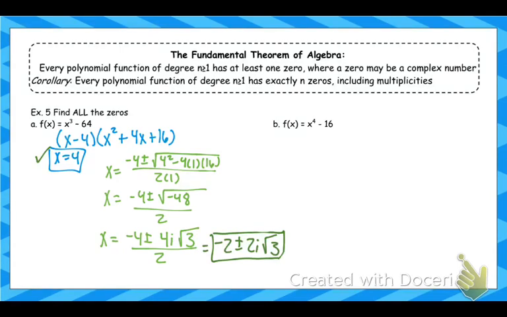All right, if you feel pretty comfortable, go ahead and try the next one on your own. This is something that we saw back when we were doing quadratics, so it's something you might be familiar with.